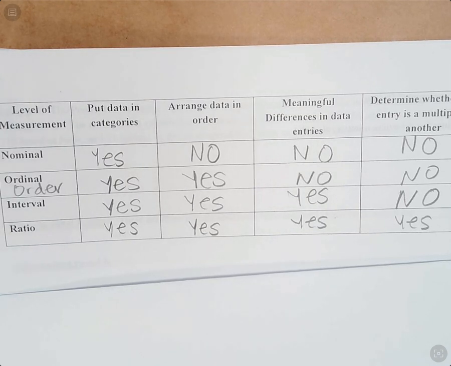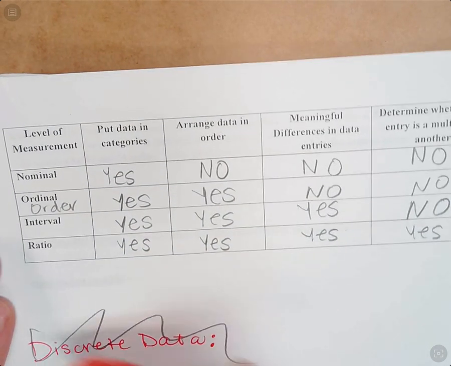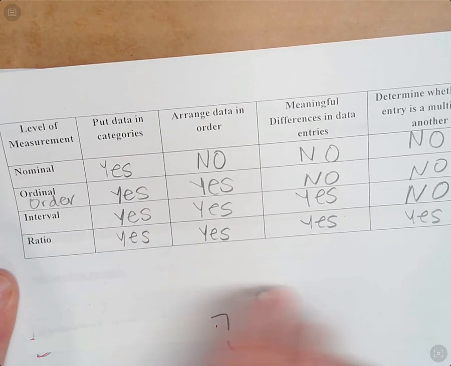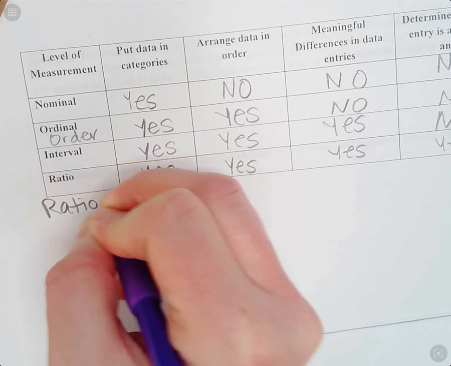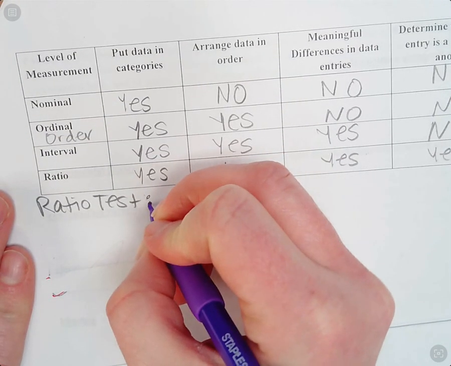Okay, the ratio test. We're going to add just a few things on our notes. So knowing the difference between interval and ratio can be kind of tough sometimes. So you can use ratio tests or true zero tests to determine if it's an interval or a ratio. So the ratio test, think about what a ratio is. What is a ratio?